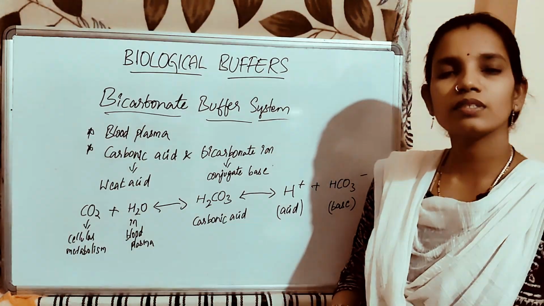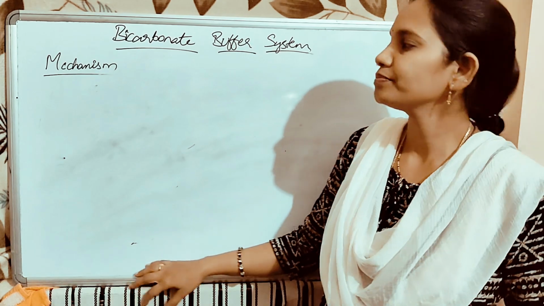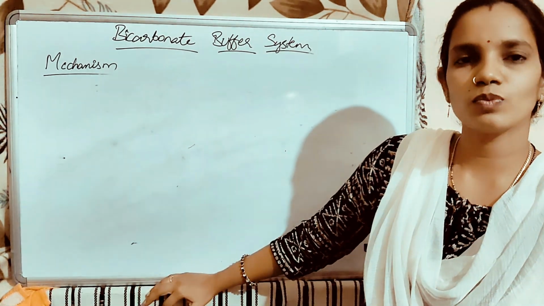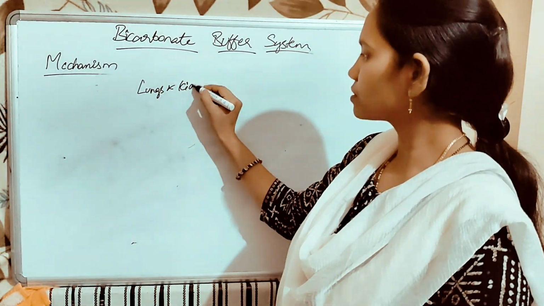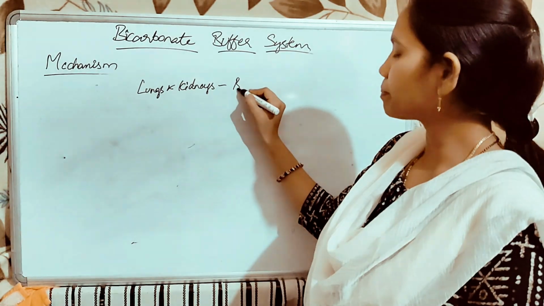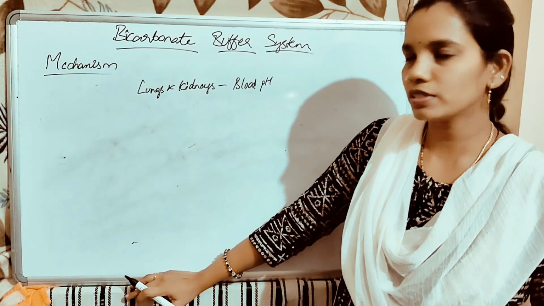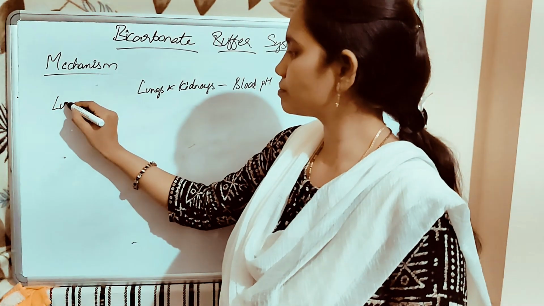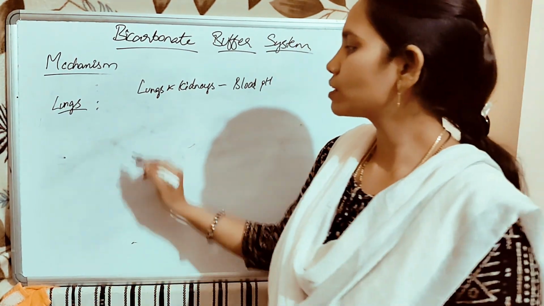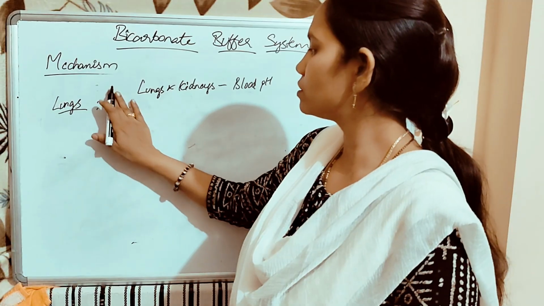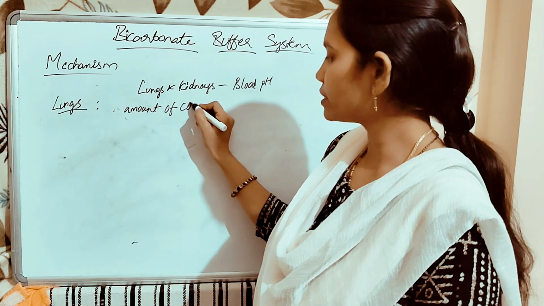So let's see what is the mechanism involved inside the body. Bicarbonate buffer system works with lungs and kidneys to control what? Blood pH. Now let's see how the mechanism works first in lungs. Now what is the role of lungs? They control the amount of carbon dioxide in the blood.